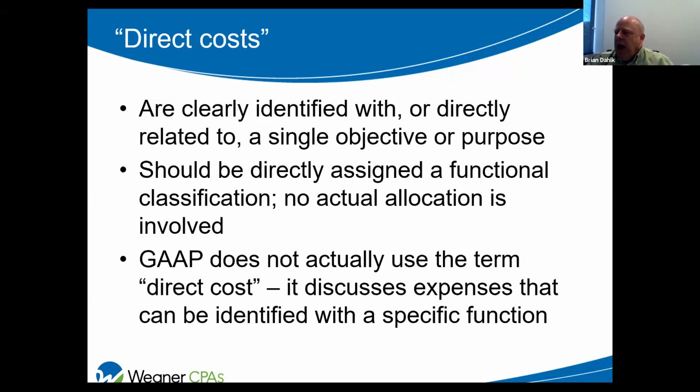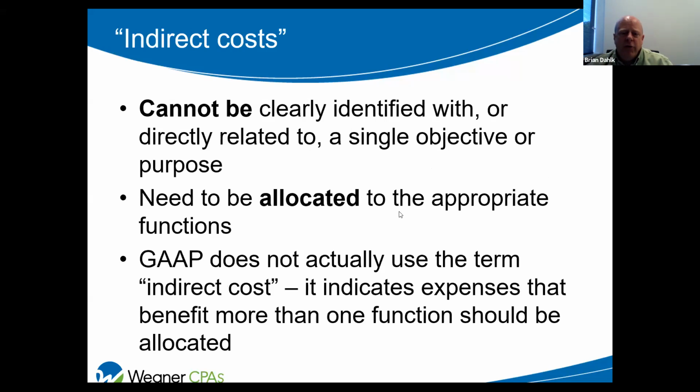And if there are indirect costs, these are the costs that are really at the heart of cost allocation. These are things that cannot be clearly identified with or directly related to a single objective or purpose. These are the things that need to be allocated. This is the biggest reason why the concept of cost allocation is necessary.